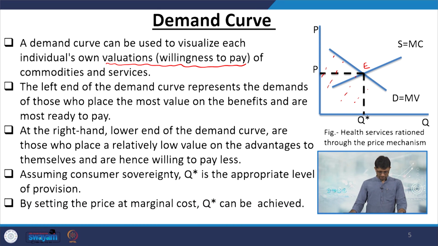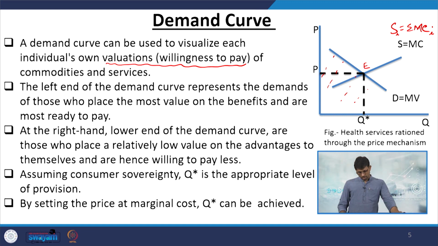So, assuming consumer sovereignty, Q star is actually the level of provision, by setting the price at the level of marginal cost. As we know, supply is actually the sum of the marginal cost curve, or the integration of the marginal cost curve at the ith level of supply. Now, if a price is set, it is actually set at a certain level of marginal cost.